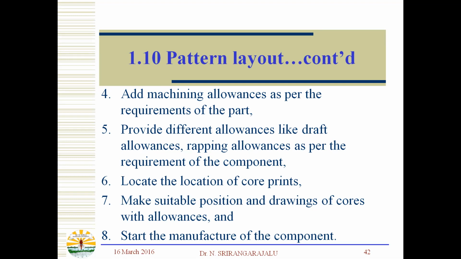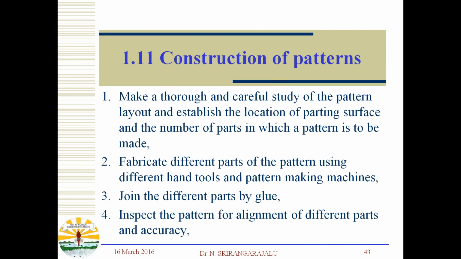Locate the core prints. Make a suitable position and drawing of cores with allowances and start the manufacturing of the component. So make a thorough, careful study of the pattern layout and establish the location of the parting surface and the number of parts in which the pattern is to be made. Fabricate different parts of the pattern using different hand tools and pattern making machines. Join the different parts by glue. Inspect the pattern for alignment of different parts and accuracy.